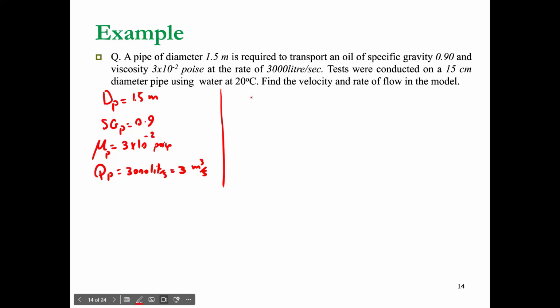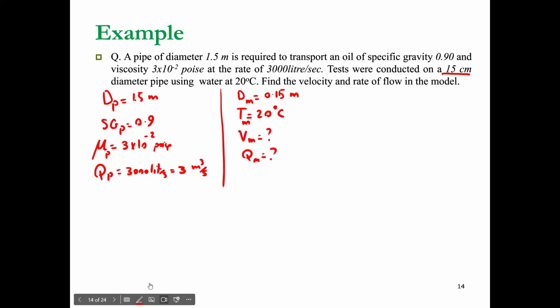Test conducted on a diameter of this number. So don't be naive. You should see the model things. For example, it could be prototype, although it's smaller, but find the word model, or the real one, or the prototype, or the test. Using water of 20 degree, which is for the model. Find the velocity of the model and the discharge of the model.